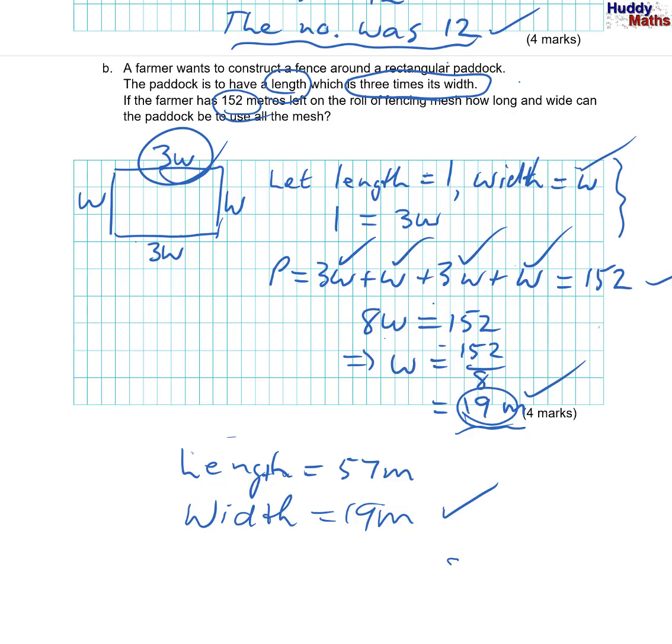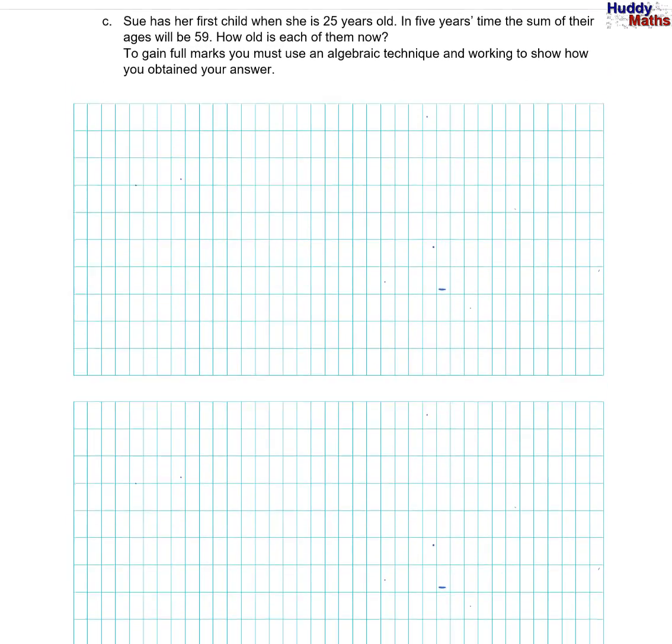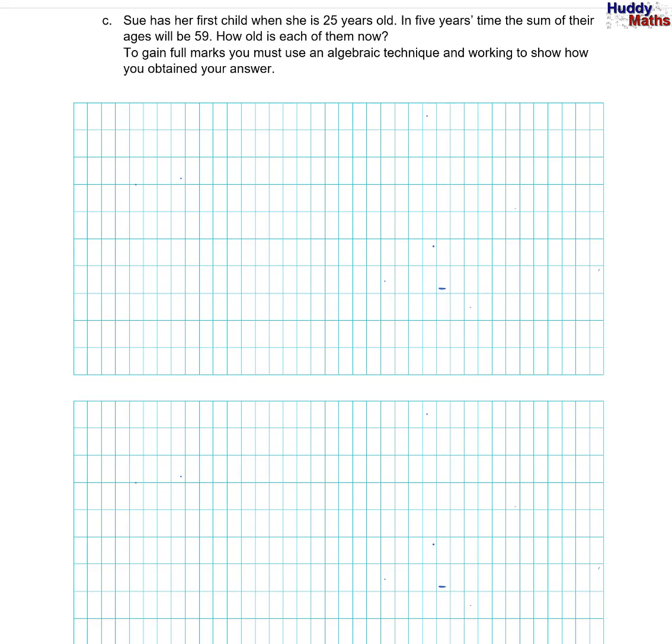Let's come down to the last question, which was the hardest one, I think. So here, let's go through again and look at the information. Sue has her first child when she's 25 years old. In 5 years' time, the sum of their ages will be 59. Our job is to use that information to solve this puzzle. To gain full marks, you must use an algebraic technique. Can't use trial and error.